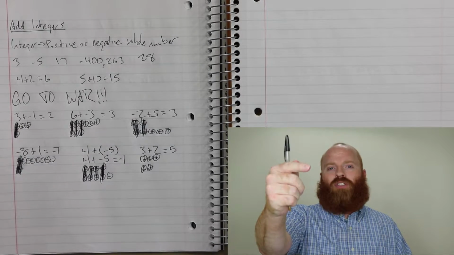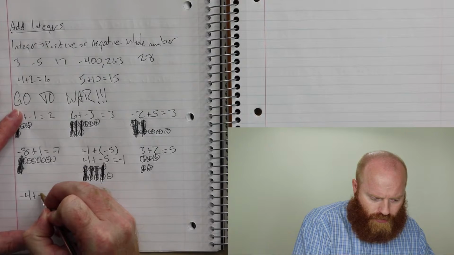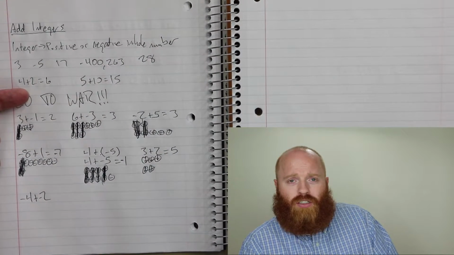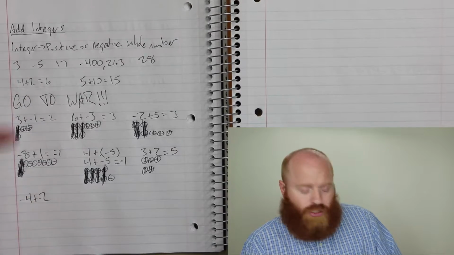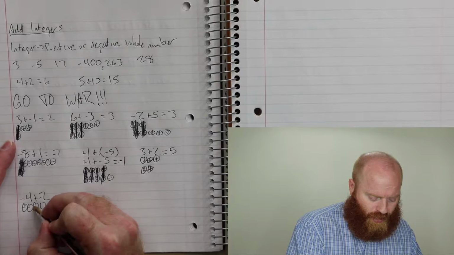What if you have a negative plus a negative? That's the whole problem. Negative 4 plus negative 2. Guess what? I don't care. Go to war. It always works for addition. Whenever you're adding integers, just go to war. Line them up. You got 4 bad guys. 1, 2, 3, 4. Bad guy, bad guy, bad guy, bad guy.